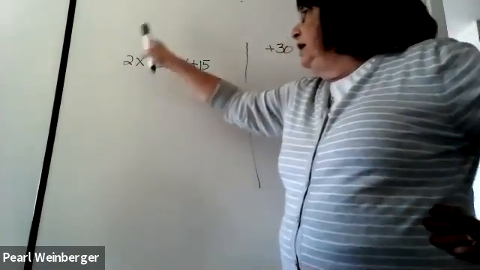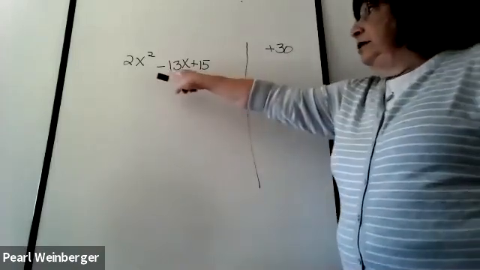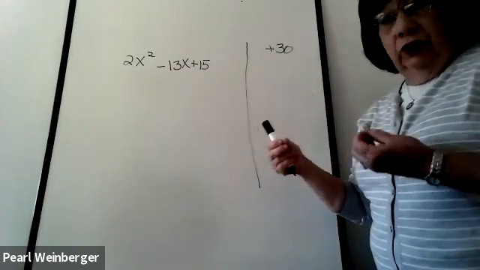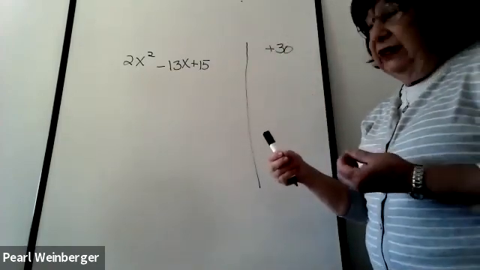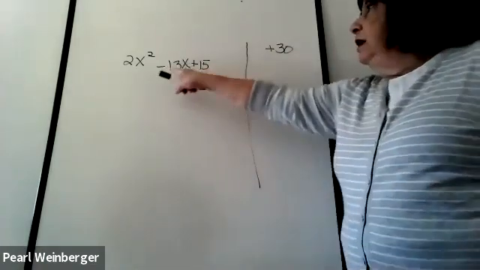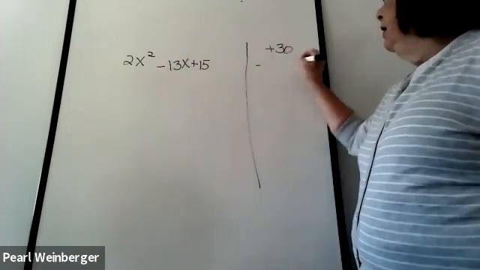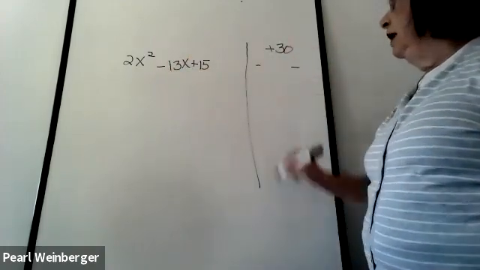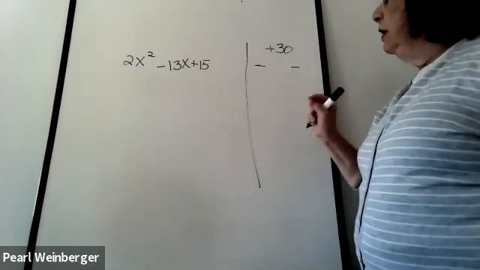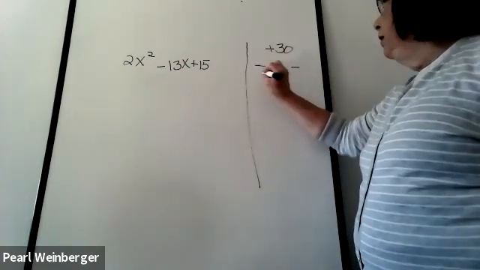Again, first thing and last thing. Now I look at the signs. The sign here is positive, and two numbers multiply to a positive number if they both have the same sign. They're either both positive or both negative. Since the middle term is negative, they're both going to be negative. And now we look at the numbers that multiply to 30.